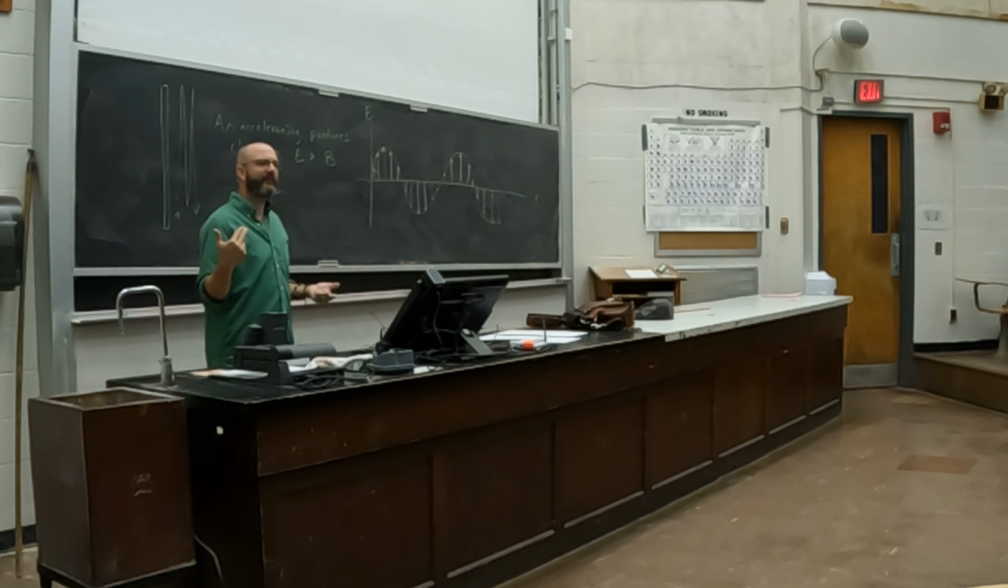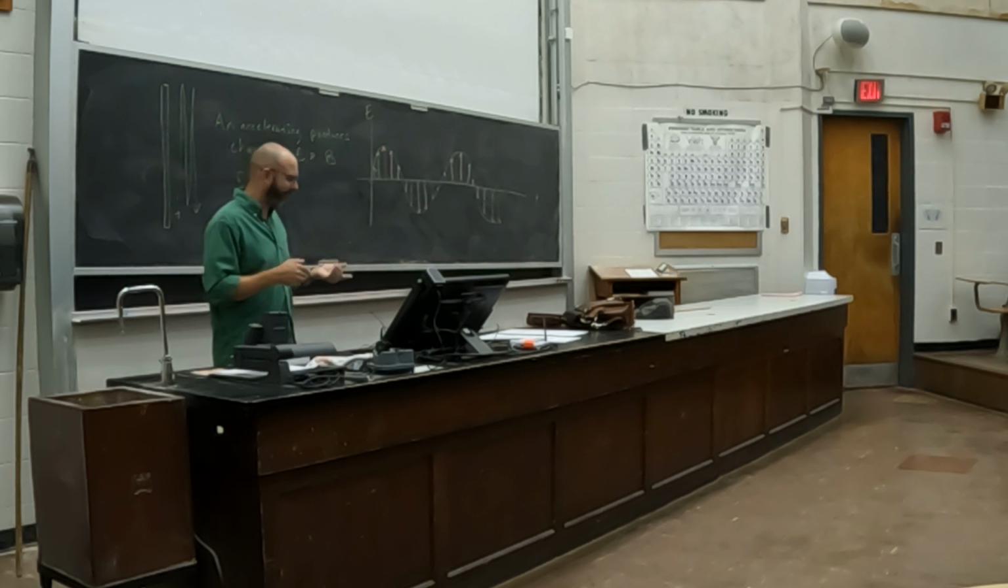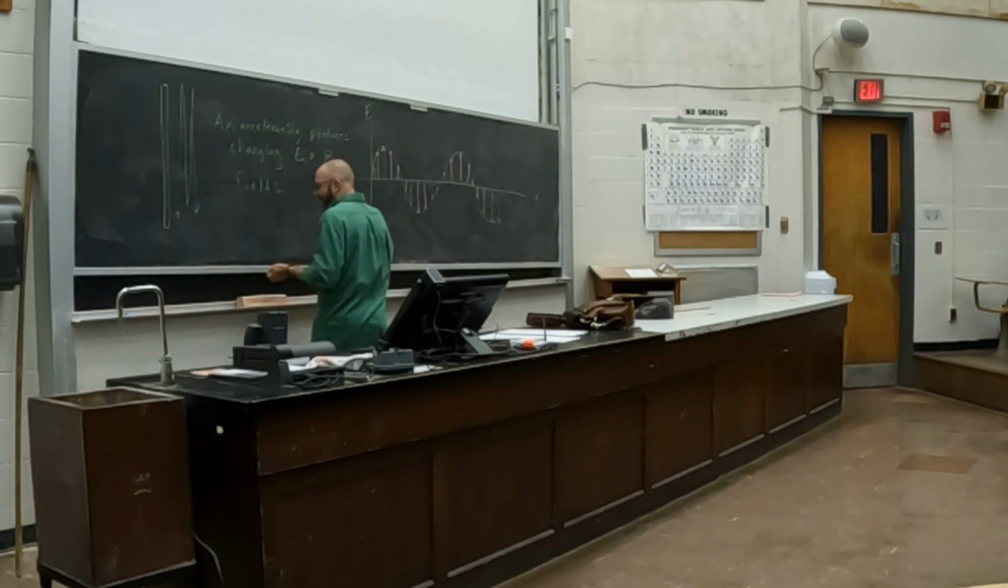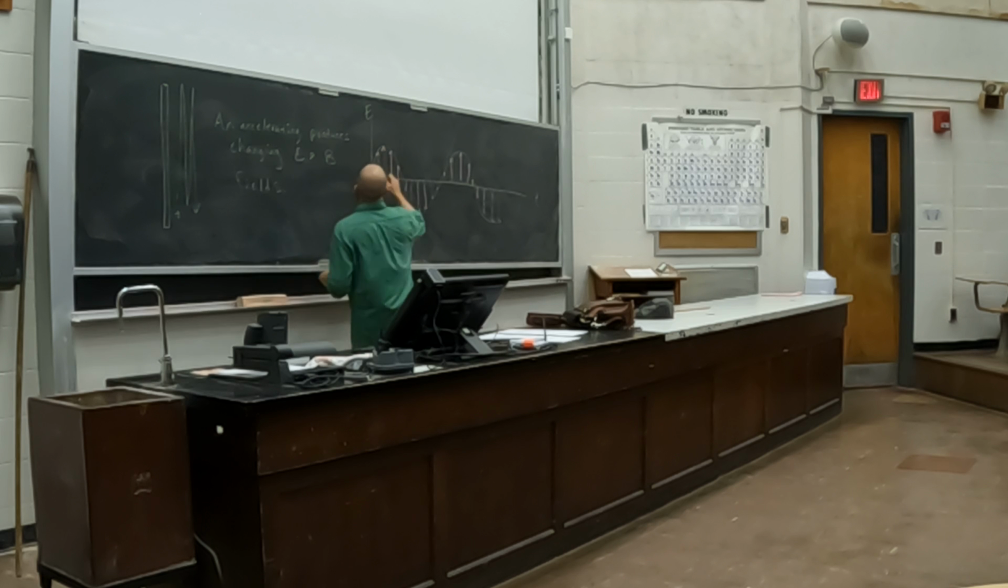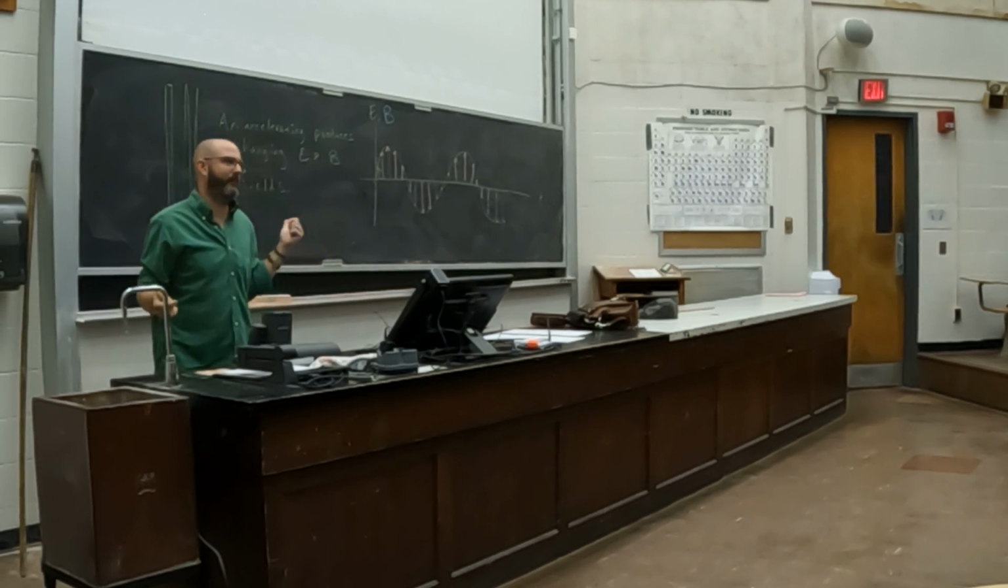Negative, it's going down. So the electric field decreases and it switches direction. The same as it does with the electric field. So I could put an E here. I could put a B here. This graph will work for both of them.